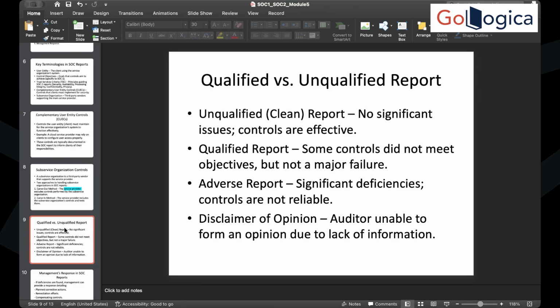Now, qualified versus unqualified report. This is pretty basic. A qualified report in this case is exactly the opposite of what the word qualified means. In a SOC report, qualified means negative. I mean, there are findings in the report. You cannot trust this company's services or product. An unqualified report is my ideal report, where everything is fine.